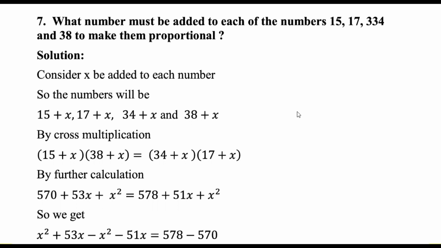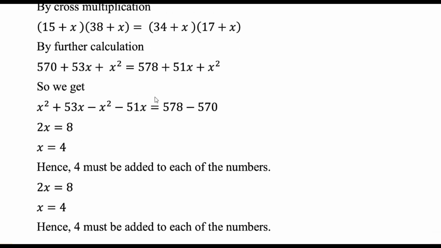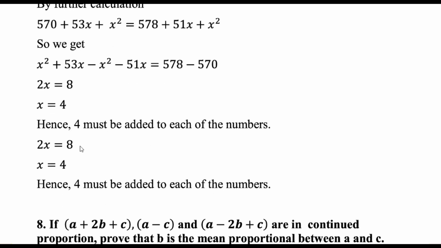Come to the next problem. What number must be added to each of the numbers 15, 17, 34 and 38 to make them proportional? So consider x to be added to each number. The first number will be 15 plus x, second 17 plus x, third 34 plus x, fourth 38 plus x. After that, this one into this one is equal to this one into this one. After a little bit of calculation or simplification, you get x is equal to 4. Then 4 must be added to each of the numbers.